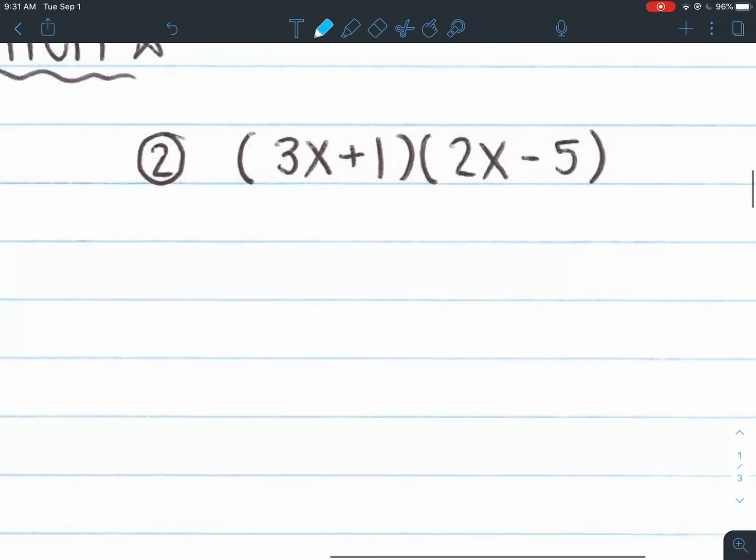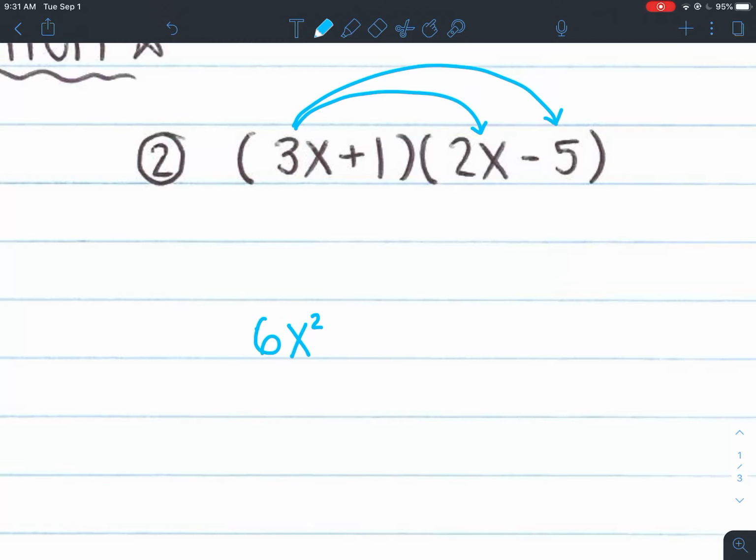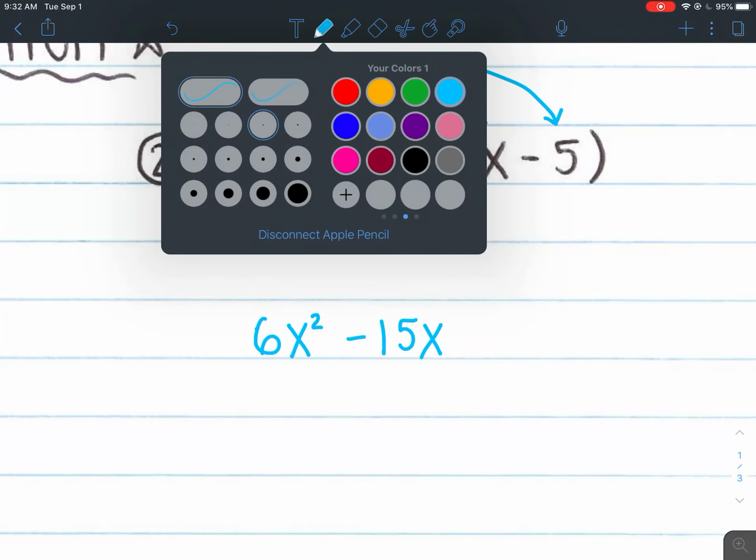Okay, so you're going to take that first term and you're going to distribute that first. So 3x times 2x. Well, 3 times 2 is 6, right? And x times x is x squared. And then 3x times negative 5, which is negative 15x. Okay, so you've distributed one of the terms, but you're not done yet. You got to double distribute and make sure you do that second term as well.